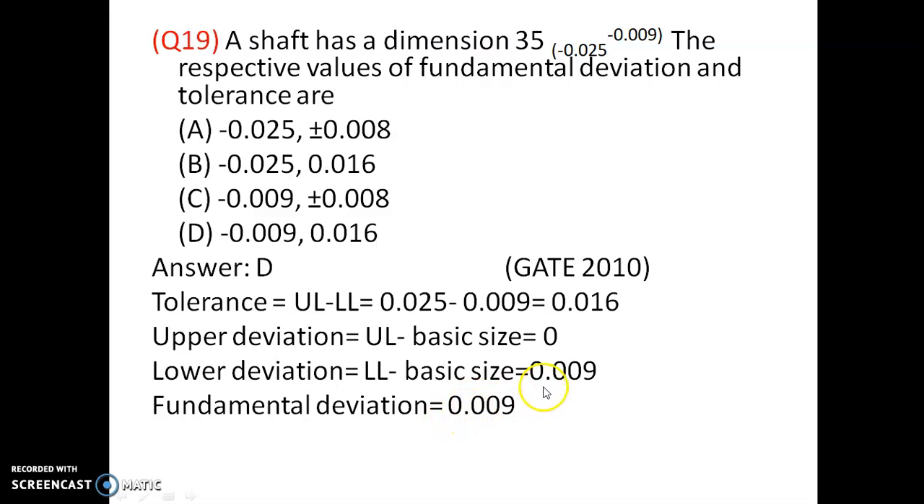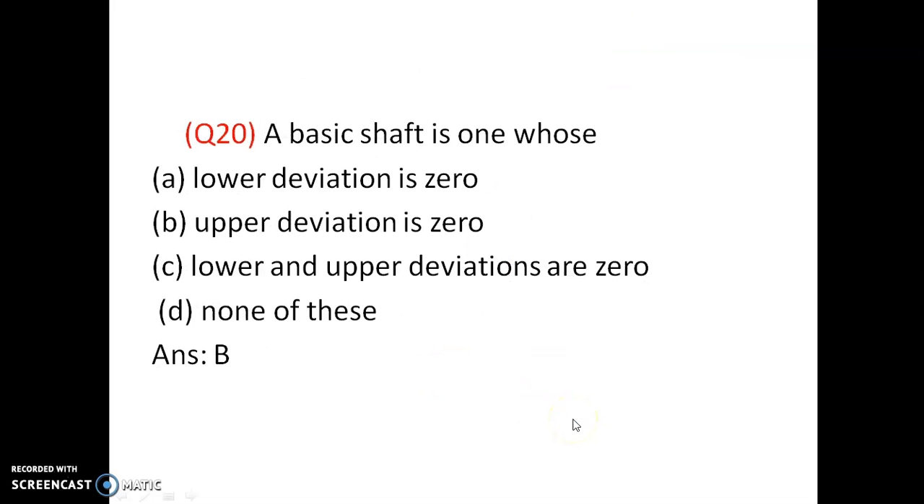Fundamental deviation, lower deviation is 0.009 mm. It is not equal to this value, so you should not subtract this value. You should subtract from the basic size to the lower limit of the tolerance, which is 0.009, but upper deviation is 0. So the option is D.